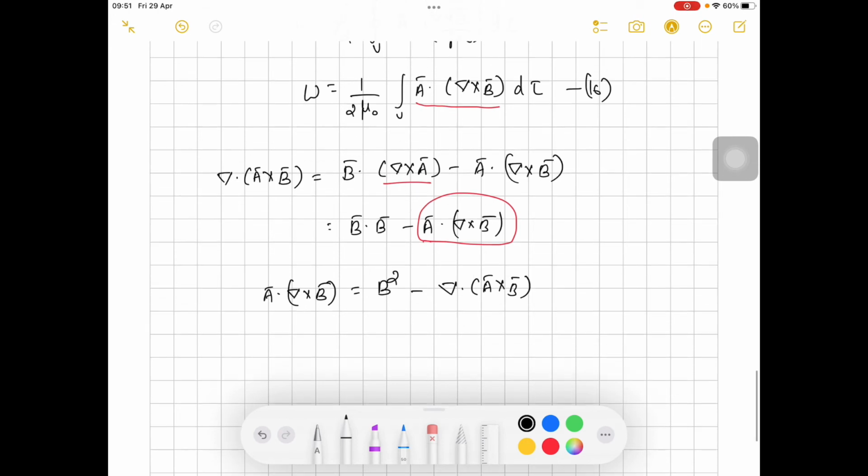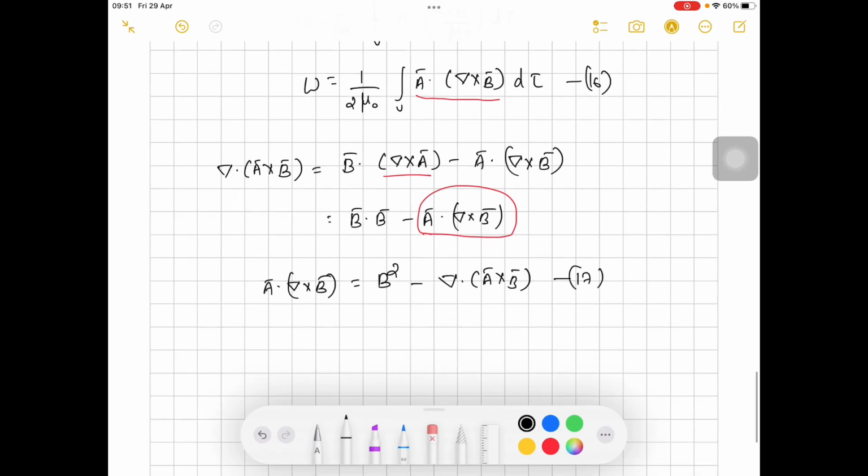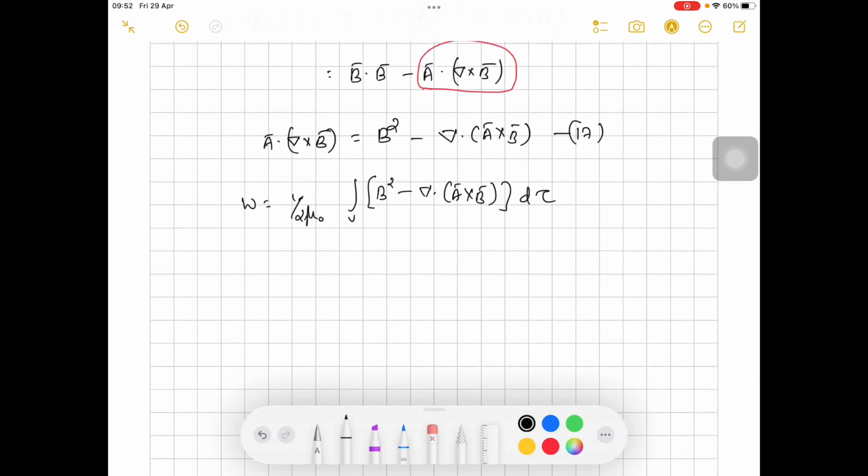Okay, so you can substitute this equation number 17 in 16. Then W will be equal to 1 by 2 mu 0, volume integral. Instead of A dot del cross B, put B square minus del dot A cross B, d tau. We can separate this integration into two: 1 by 2 mu 0, which is common for all, then volume integral B square d tau minus volume integral del dot A cross B d tau.